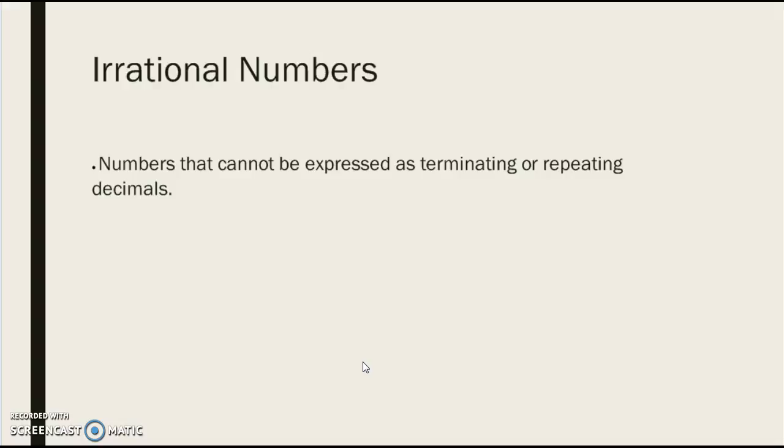Irrational numbers are numbers that cannot be written as a fraction, so they cannot be expressed as terminating or repeating decimals. Terminating means it's one that ends, like 1.2, or repeating, like 1.333, 1.3 repeating. Those are rational numbers because 1.2 is the same as 6/5, and 1.3 repeating is the same as 4/3. So those are examples of rational numbers.